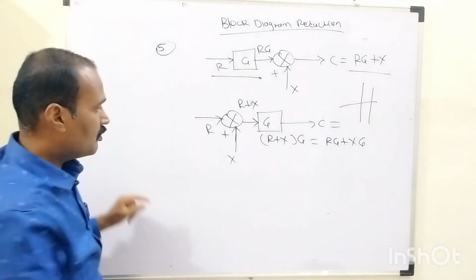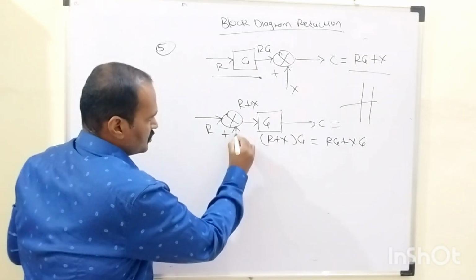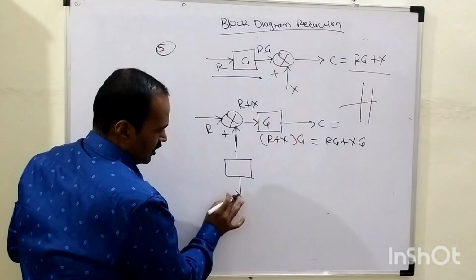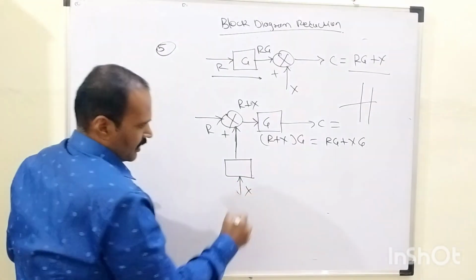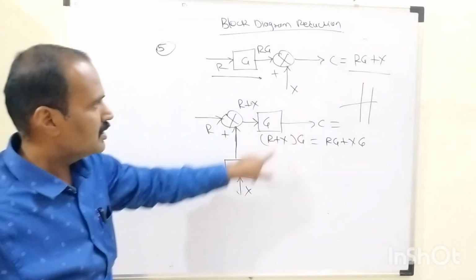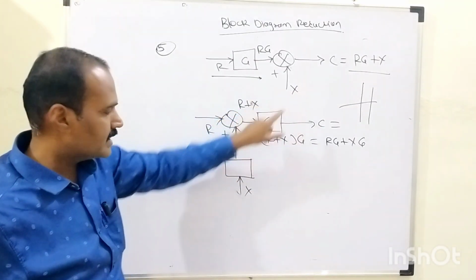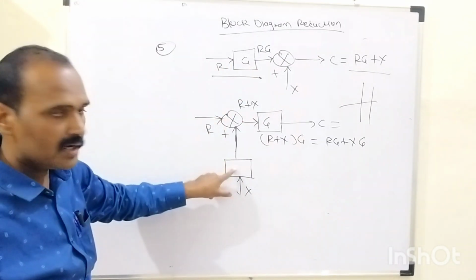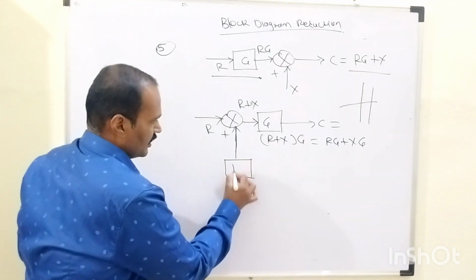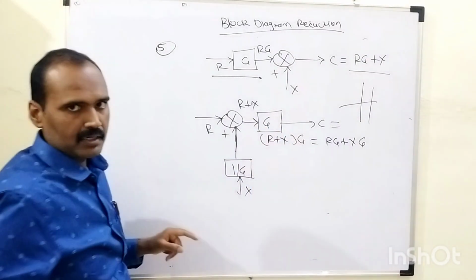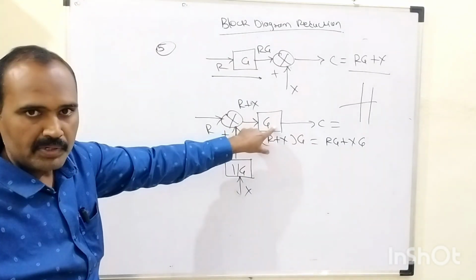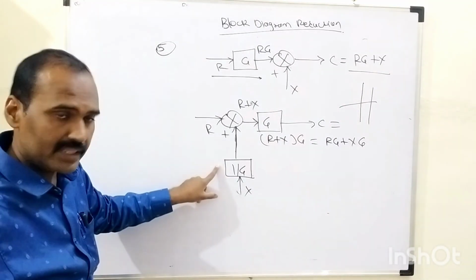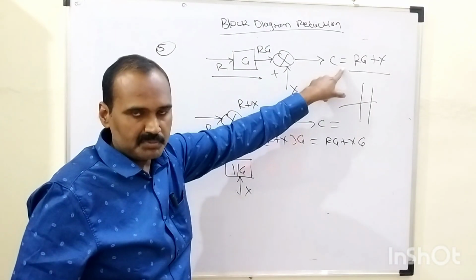while shifting the summing point before this block, we are supposed to add one more block to the lower terminal of this summing point. The potential there is exactly similar to the previous case, that is capital X, right? So in order to shift the summing point before this block, one more block is added whose gain is exactly equal to the reciprocal of the original one. The gain of the previous block is G, so the reciprocal of G is 1 over G. Then and only then can we retain the same statement here, right?